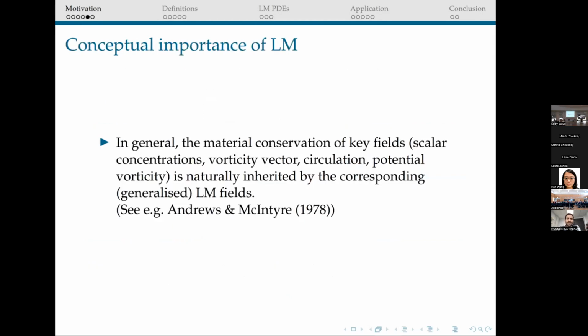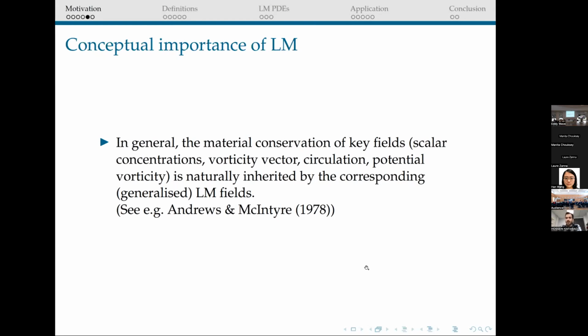Maybe Hannah was hoping I would talk a lot more about this, but I'm going to skip it very quickly, just mention it. The practical reasons aside, from a dynamics or conceptual point of view, Lagrangian means are very important too. The material conservation of key fields like PV or scalar concentration or circulation are usually preserved after Lagrangian filtering, but not necessarily by Eulerian filtering. This is very important because in a sense, Lagrangian averaging inherits the main features of the dynamics that exist before averaging.